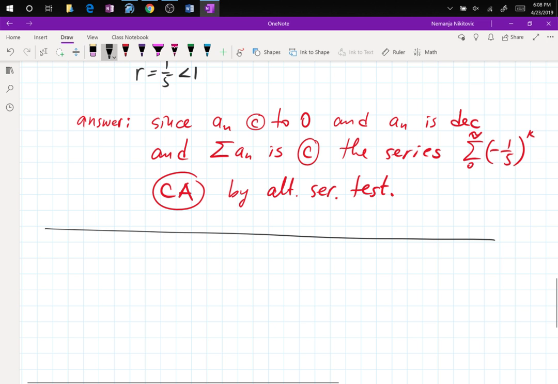Now we have problem 24. Summation from 2 to infinity of negative 1 to the n divided by n times ln squared n.